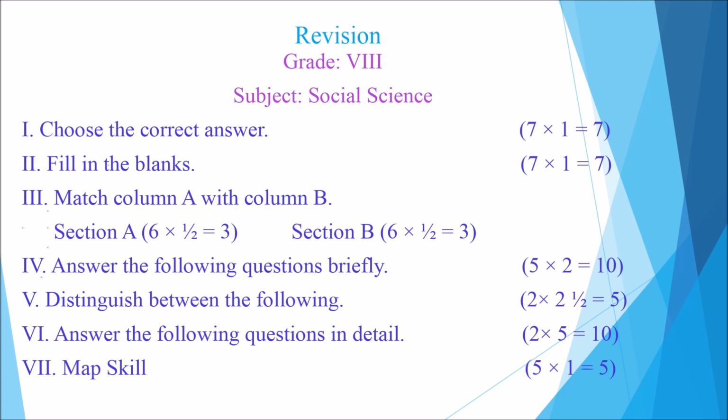This is your question paper pattern. Roman letter 1, choose the correct answer. You will get 7 questions. In that, each question carries 1 mark. So totally 7 marks for choose the correct answer. First, you have to read the question carefully. Then, you have to write the question number 1 and then write the correct option. If B is correct, then write option B and write the correct answer. Likewise, you have to answer all the 7 questions.